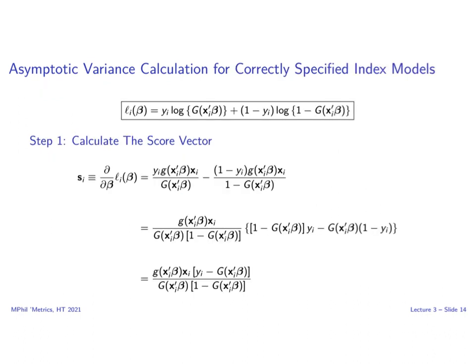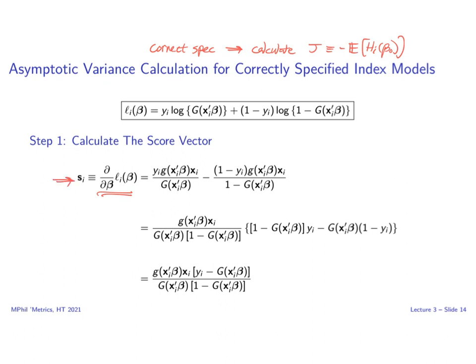So to be clear about where we're heading, we're going to assume, for the purposes of this derivation, that our index model is correctly specified, and then we'll ask how we can calculate J, which is going to require us to evaluate the Hessian. Of course, the Hessian being the matrix of second derivatives. To calculate it, we should start off by calculating the vector of first derivatives, namely the score vector.